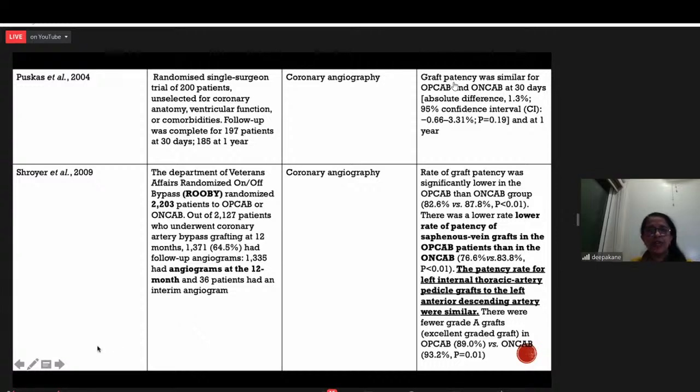Again, in the ROOBY trial, it was shown that there was a lower rate of patency in the saphenous vein grafts. Also, the type of graft is important, whether it's the venous graft or the arterial graft. It's not only the on-pump and the off-pump. And the patency rate for the LIMA to the LAD was much better in the on-pump compared to the off-pump.